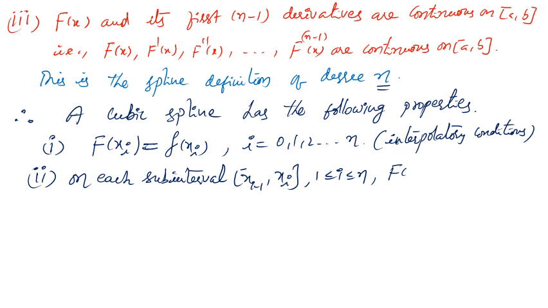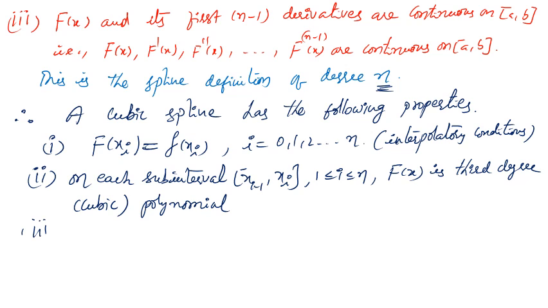F of x is what? Nth degree polynomial in this definition. Now what is this? F of x is third degree, nothing but a cubic polynomial. Third degree, in brackets, cubic, third degree polynomial.